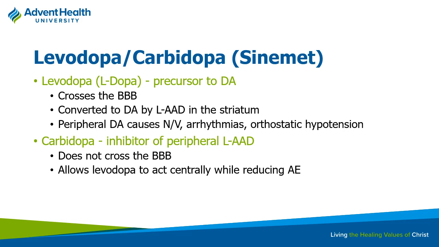Now, why can't I just give levodopa by itself? Anyone know? It gets metabolized in the peripheral circulation. It gets converted to dopamine, but if it doesn't make it to the brain, it's not really doing me any good there, right? So carbidopa inhibits L-amino acid decarboxylase, the enzyme that would metabolize levodopa, and it doesn't cross the blood-brain barrier. So carbidopa works peripherally and allows the levodopa to get into the brain, where it can get taken up into those neurons, turn into dopamine, and then be released and cause movement, essentially.